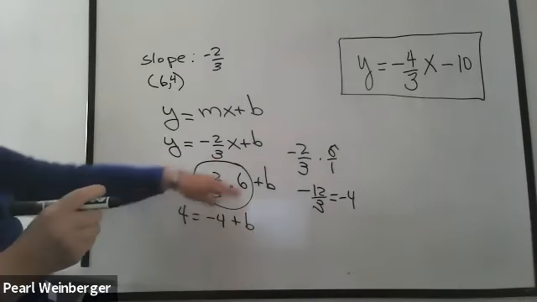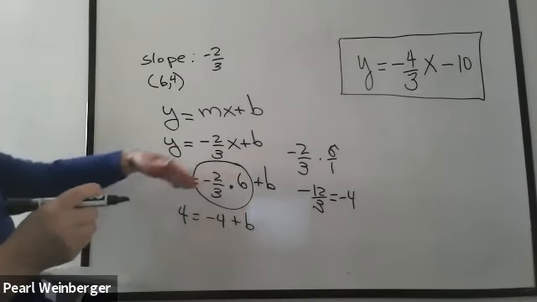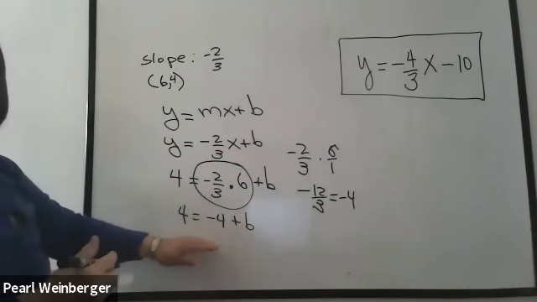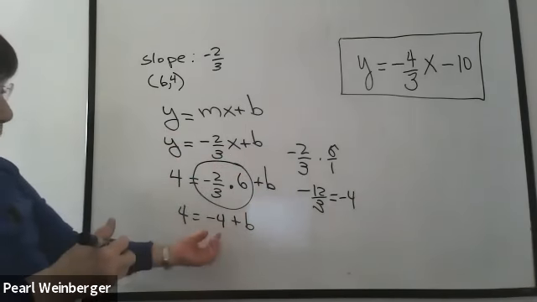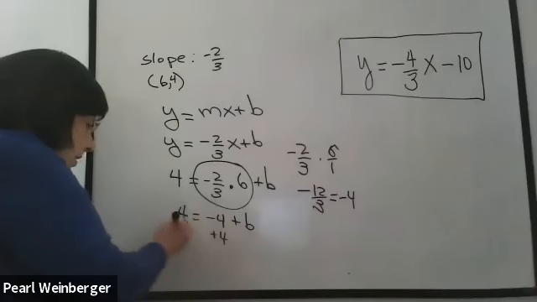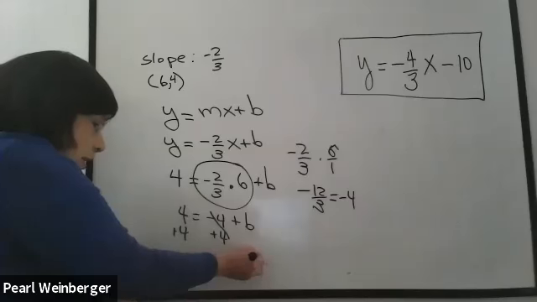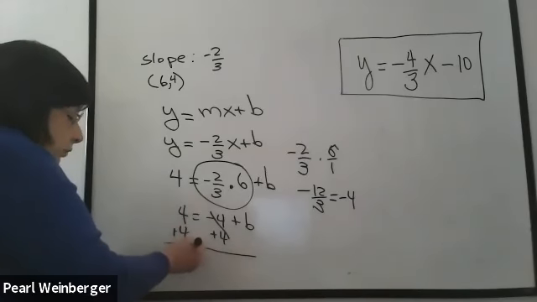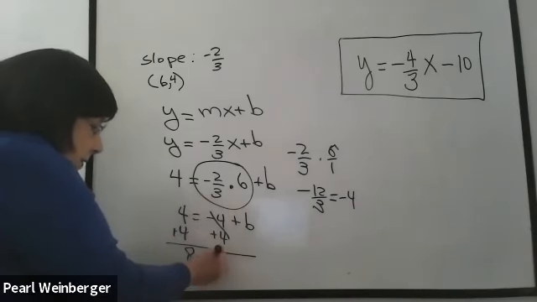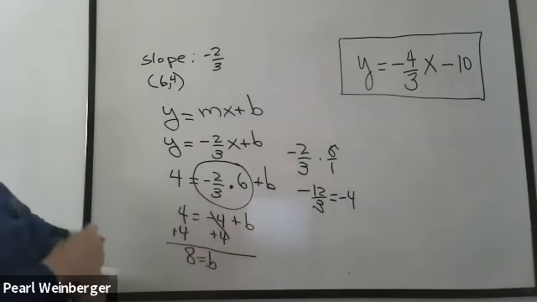Once I work this part out, that's the hard part. Then I get a very simple equation. How am I going to find what the b is? By isolating. I'm going to add 4 to each side because I want to get the b alone. And 4 plus 4 gives me 8. So this cancels out. My b has to equal 8.